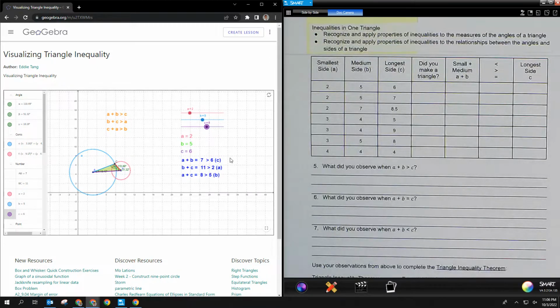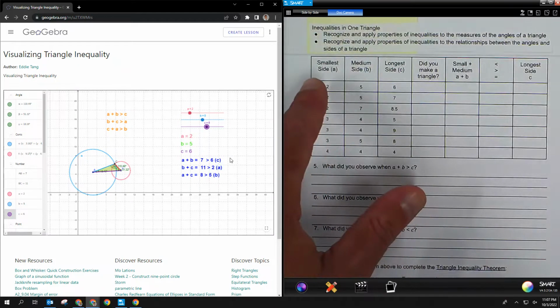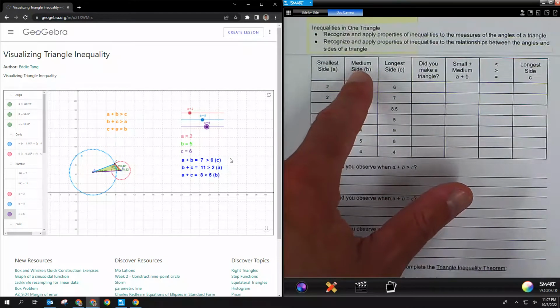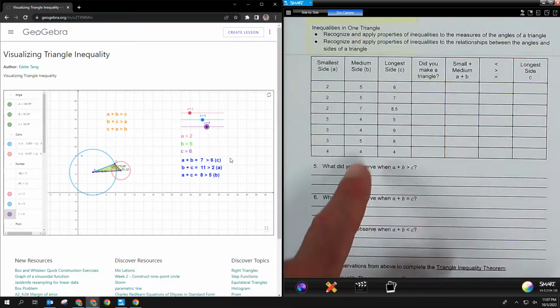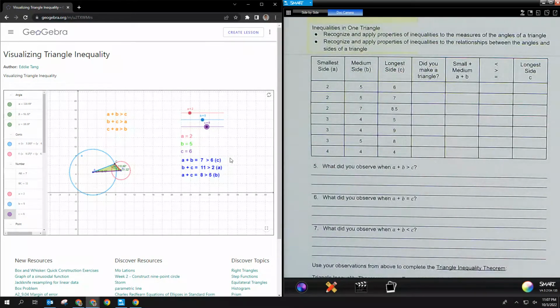So we went to GeoGebra, and in the search bar at the top, we typed in visualizing triangle inequalities, and then we selected the one that was created by Eddie Tang, and we were working on that one. And then we want to use that to complete this chart. So here are the sides. We want the small side to be A. We want the large side or the medium side to be B. And we want the large side to always be C.